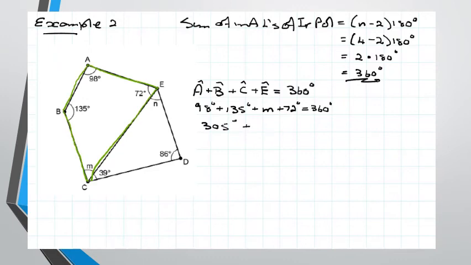plus the M equals 360 degrees. Therefore, minus 305 on the left, also on the right. So I'm going to have M going to leave me with the answer of 360 minus 305. And therefore, my M value is going to be 55 degrees. There I have determined M.